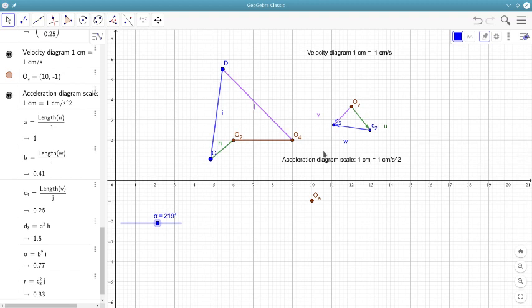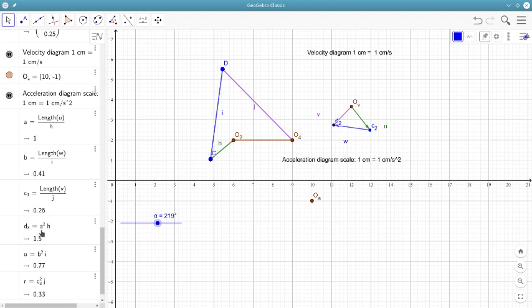So what I have done here, if you see this right here, is calculate the length of u, this vector length, divided by h, which is the length of O2C. That gives me omega 2. B, which is the length of w, the relative velocity component, divided by the length of the coupler, gives me omega 3. So B corresponds to omega 3, and C3 here, which is the length of V divided by J, gives me omega 4. So this is the magnitude of omega 4.